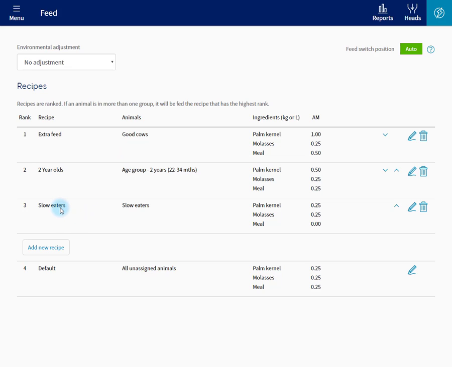To change this, we need to move the slow eaters to rank number 1 and extra feed below it. So come across here to these up arrows, push up once and up one more time. Now slow eaters is at the top, rank 1, extra feed is rank 2. This cow that's in both of these groups now will be fed the slow eaters recipe.